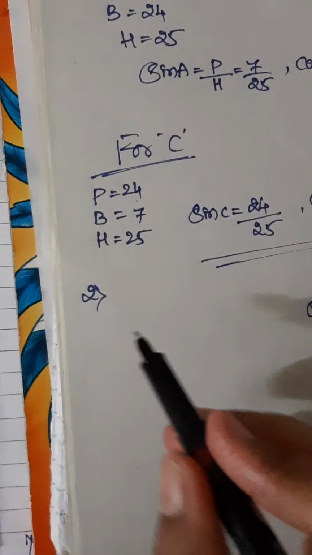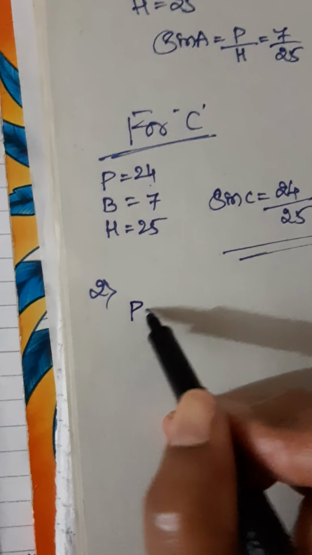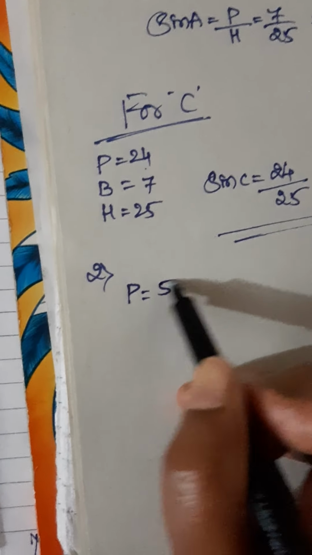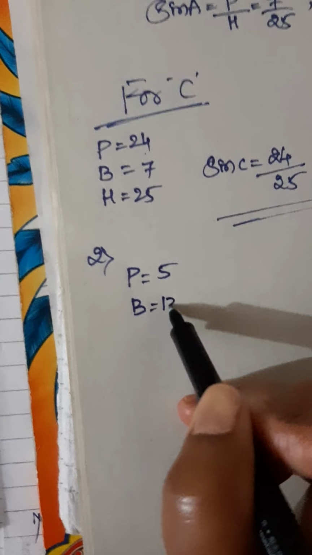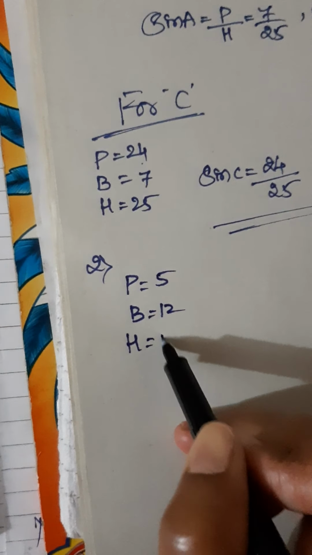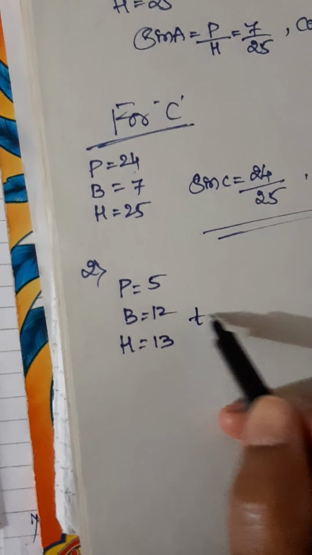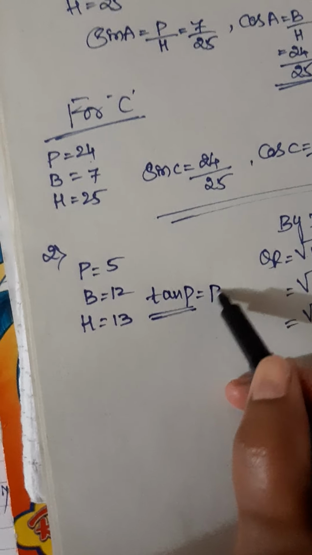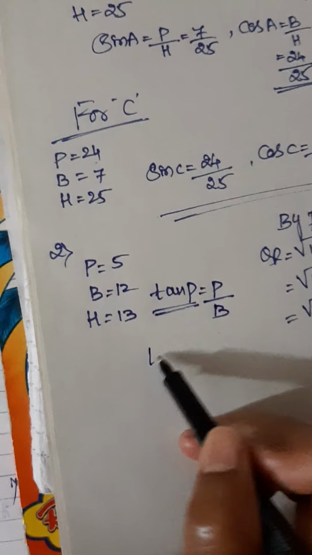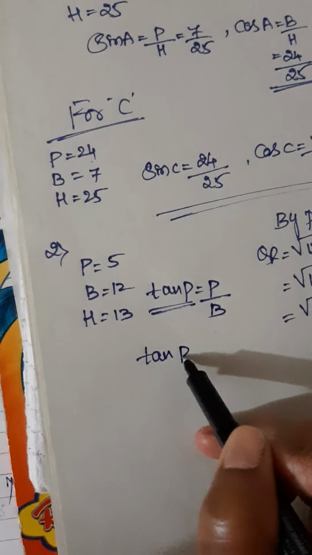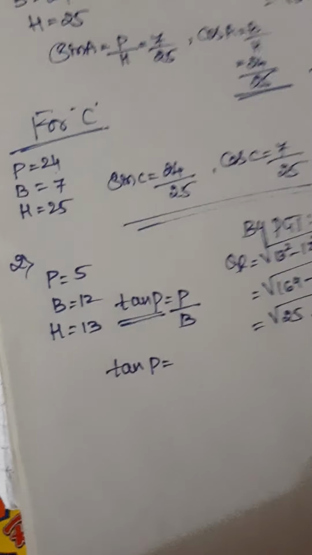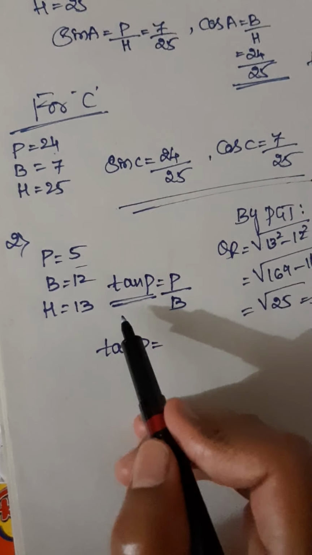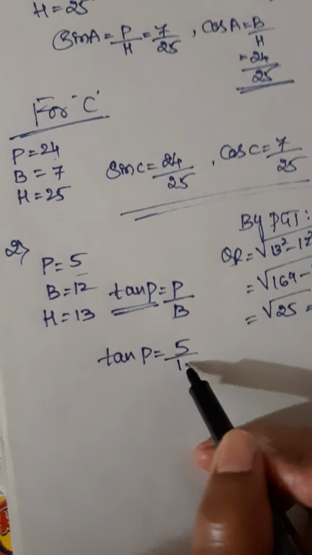Now let's write that one. P is equal to, perpendicular is equal to 5, base is equal to 12 and hypotenuse is equal to 13. So from this, for tan P we have to find the tan formula. What are we having? P by B. P means perpendicular, B means base. So tan P means 5 by 12.